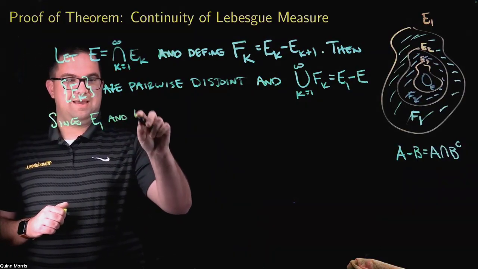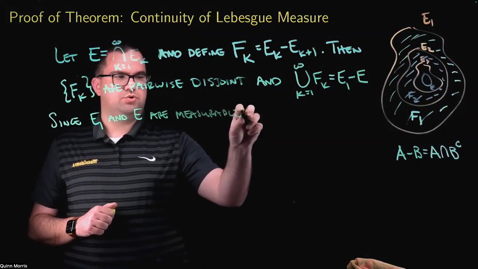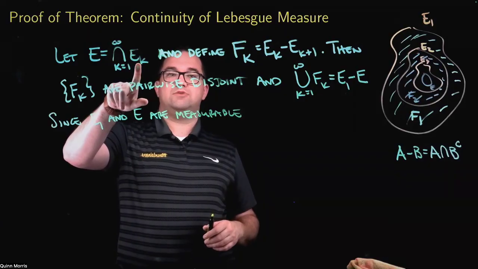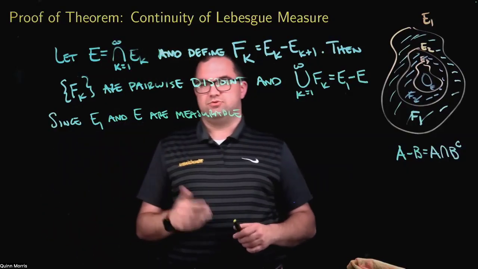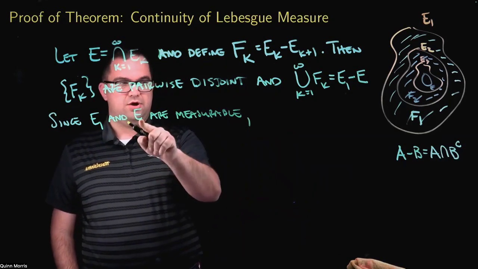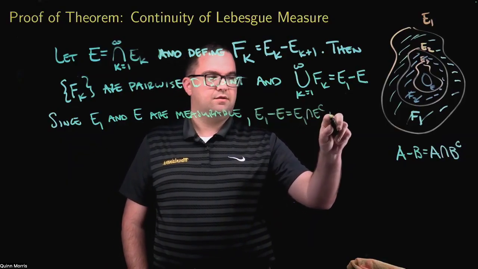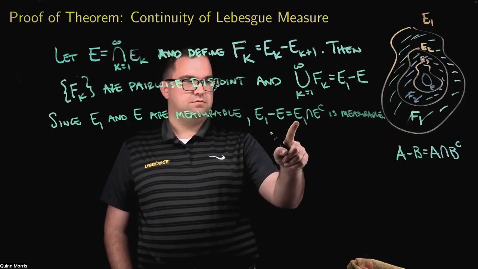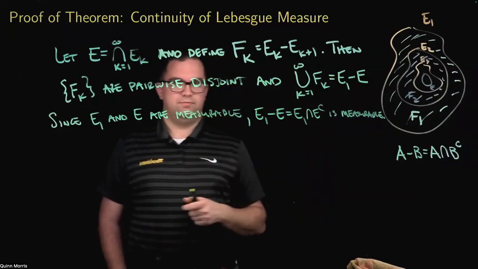All right. So since E1 and E are measurable. Now, how do I know that? Well, E1 is assumed to be measurable. E is an intersection of measurable sets, and countable intersections of measurable sets are measurable. So E is also measurable. So E1 and E are both measurable. Then E1 minus E, which again is just E1 intersect E complement, is also measurable. Why? Well, E1 is measurable, E is measurable, so E complement is measurable. And the intersection of measurable sets is measurable.